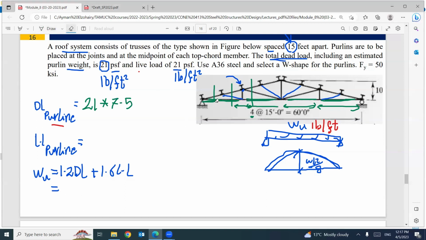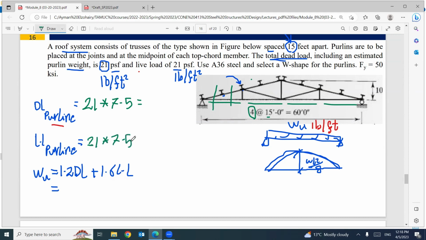It's confusing a little bit, but be careful. You have to read your problem carefully. 15 is not the spacing between purlins for this one, because 4 represents the spacing. This is spacing, this one, and this one. So we have 4 spacings, each 15. So between this one and this one will be 7.5, not 15. And the live load, which is given also 21, will be multiplied by 7.5. So these values will be 21 times 7.5.